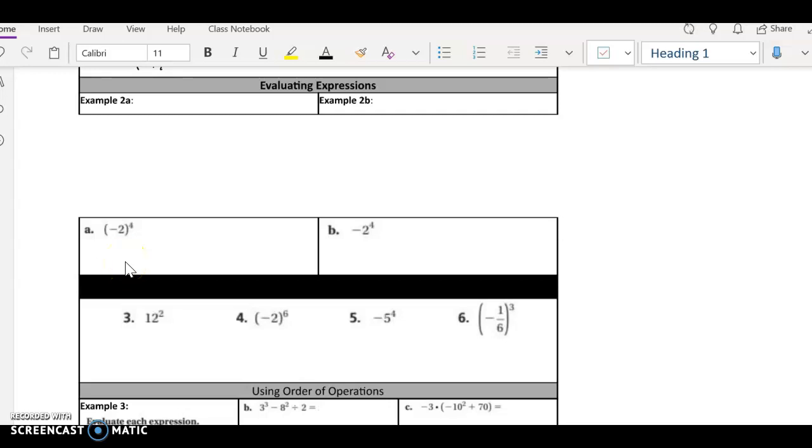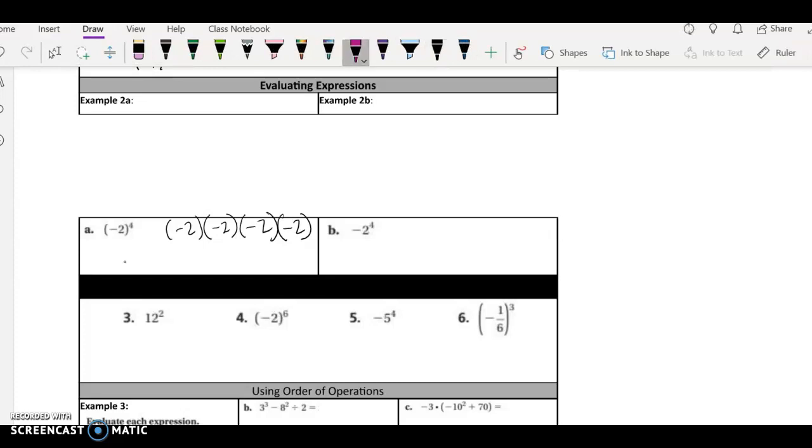This is saying we have -2 being multiplied 4 times. So I'm going to rewrite that in the expanded form, which means we're just going to write out all of the -2's. And so now I'm going to multiply -2 times -2 is +4. And this -2 times -2 is +4. And then we're going to multiply those two together as well. So 4 times 4 equals 16. So my answer is 16.